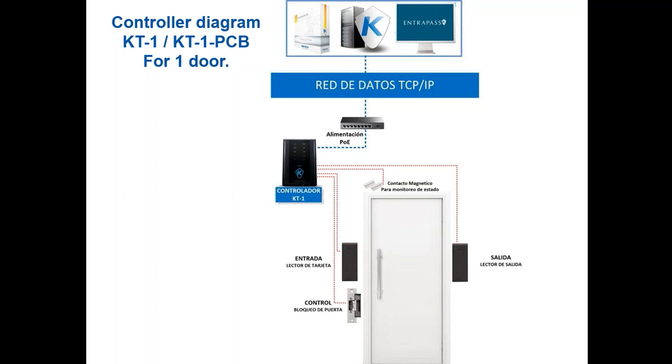Now, adding to what I said before, the KT1 has an IP network port available. The KT1 is for one door, no matter if it's one door with 2 readers, reader in, reader out, or reader in and exit button. But also the KT1 is PoE, PoE plus, or direct power with 12 volt DC.